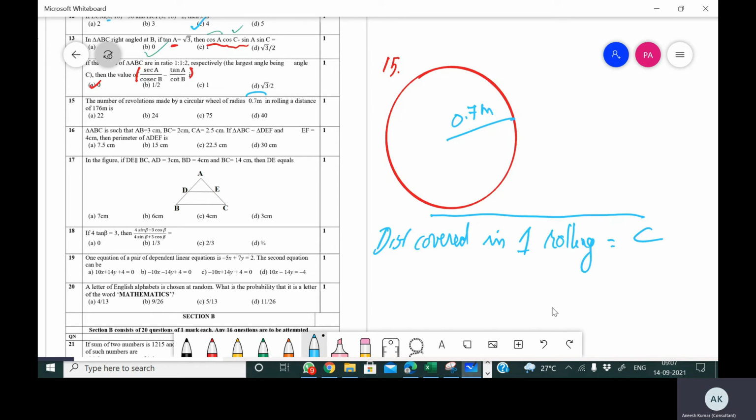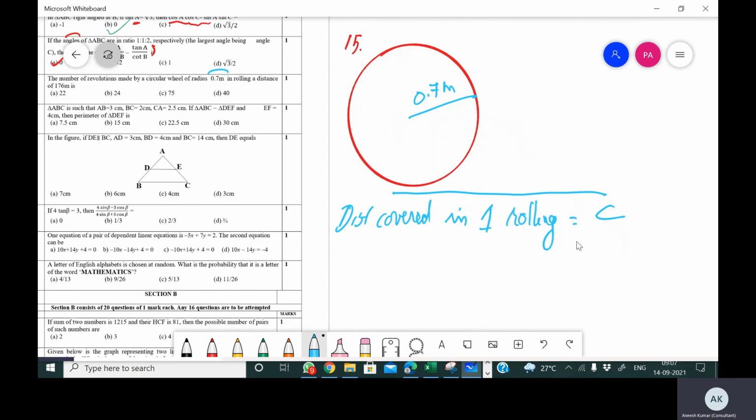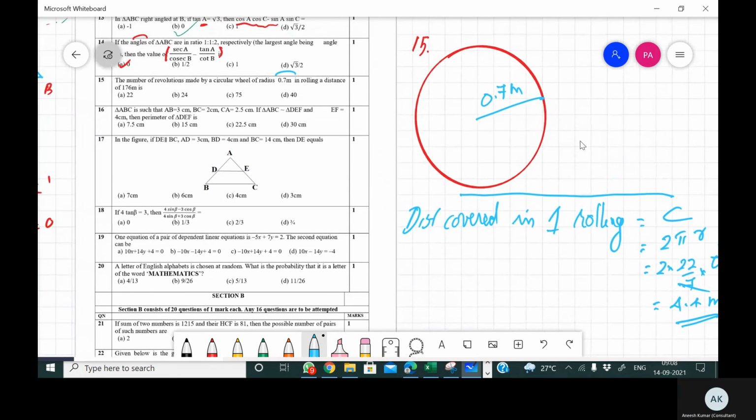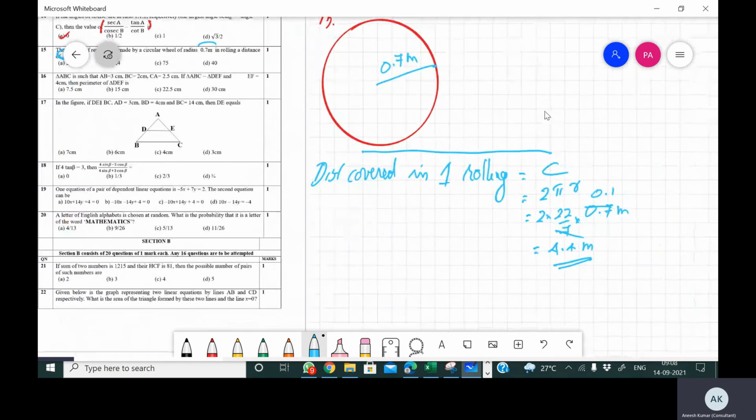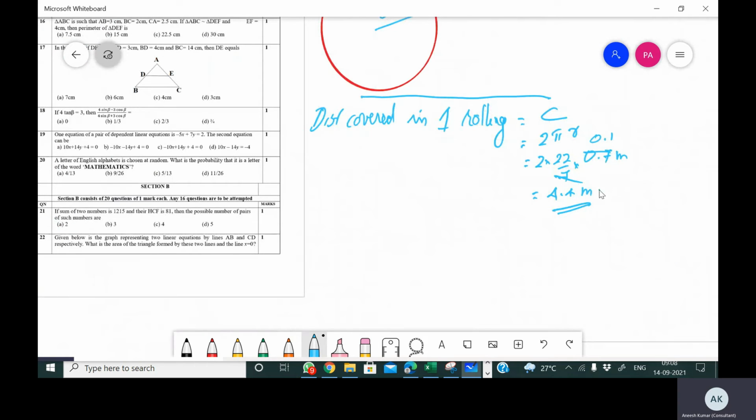This question you can see in the first exercise of your textbook. It is 2 pi r. 2 into pi is 22 by 7, into radius 0.7 meter. 7 and 0.7 get cancelled. The product is 4.4 meter. In one round, the wheel covers a distance of 4.4 meter. And it has to cover a total distance of 176 meter.